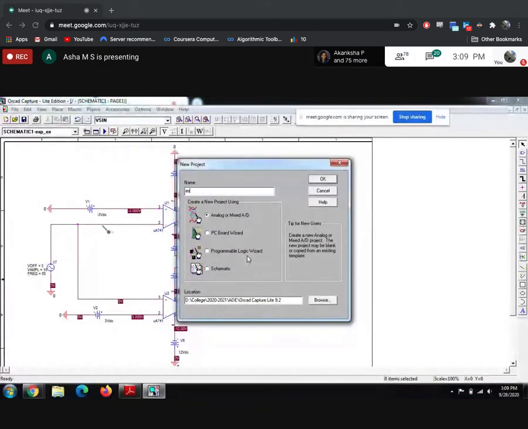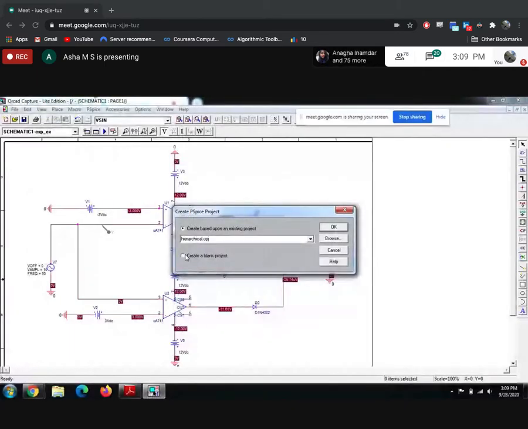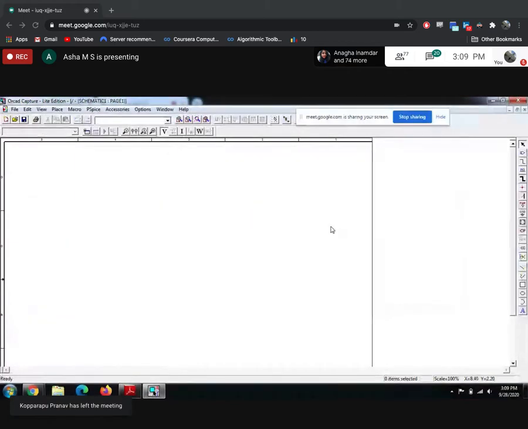So for the project name I'll give experiment 3. Then this is my default path where I'm going to save my circuit. So I'm going to create a blank project. Click on OK. I got the editor.